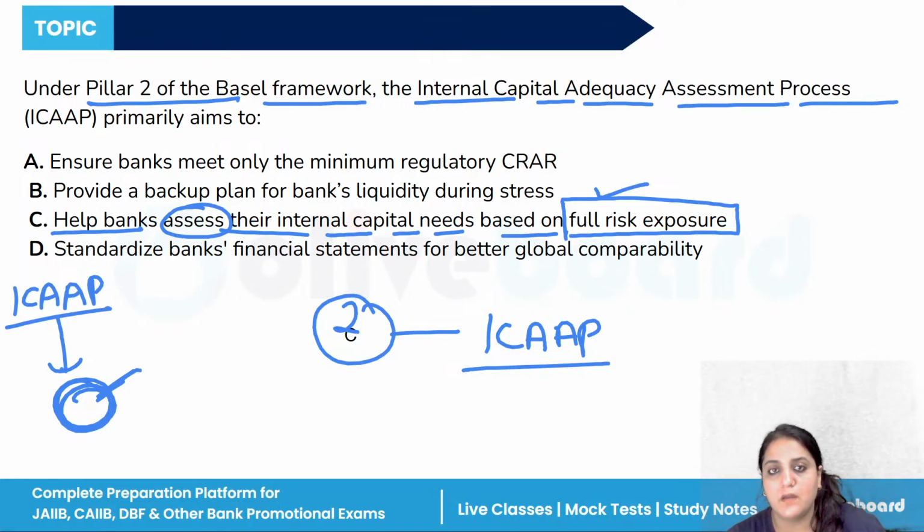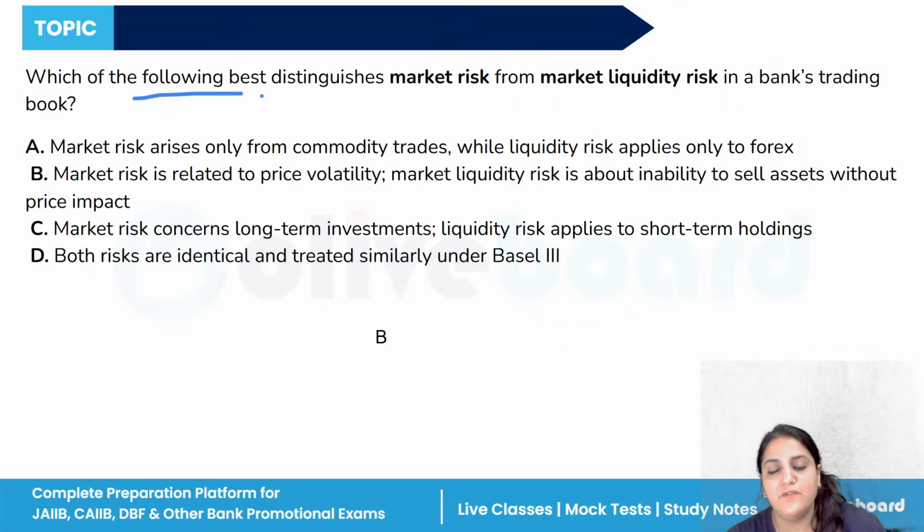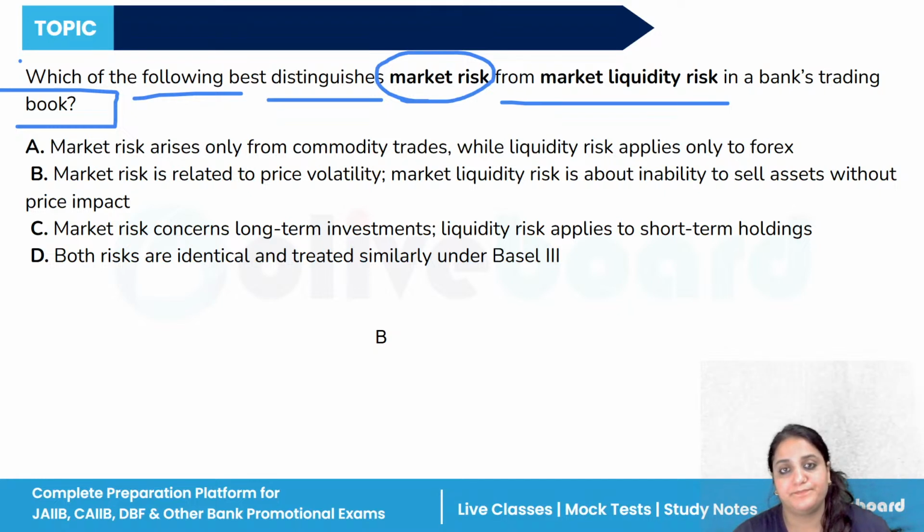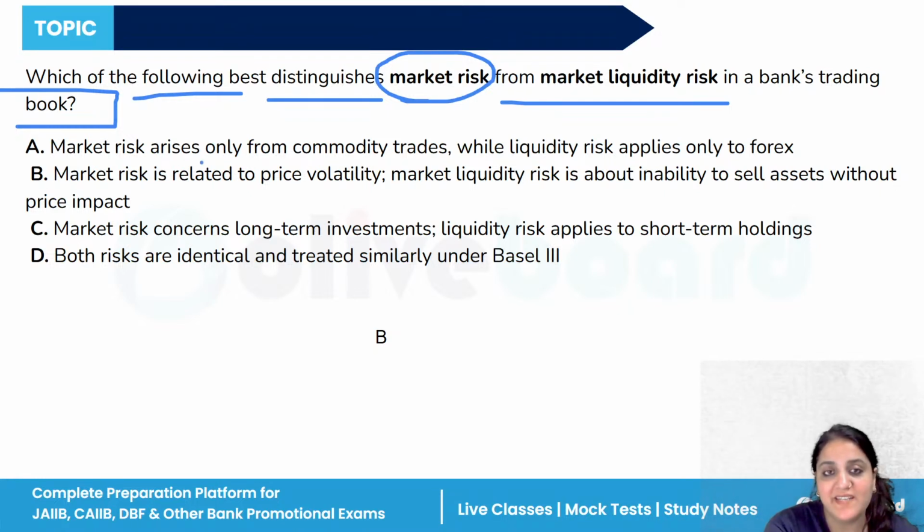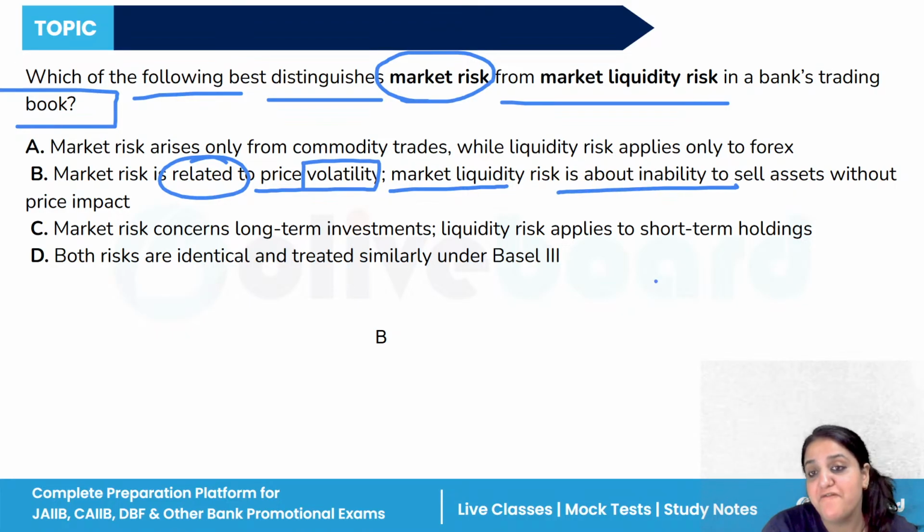The next question: which of the following best distinguishes market risk from market liquidity risk in a bank trading book? Market risk is related to price volatility, while market liquidity risk is when they are unable to sell the assets in the market, or they are able to sell the assets but they are getting very low prices for their assets. That is the only difference.